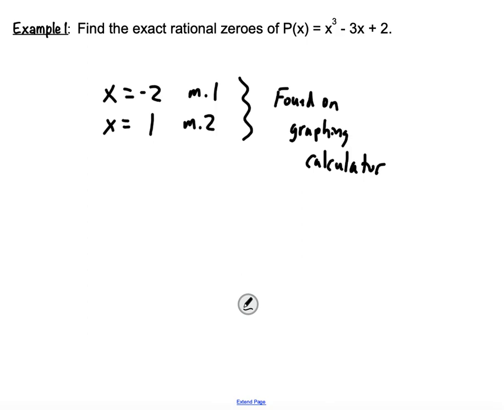So then that's how we did that. We found that on the graphing calculator. And again, if I went through the steps, I would go to graph, I would enter my function in there, and then I could use my table to find my values.